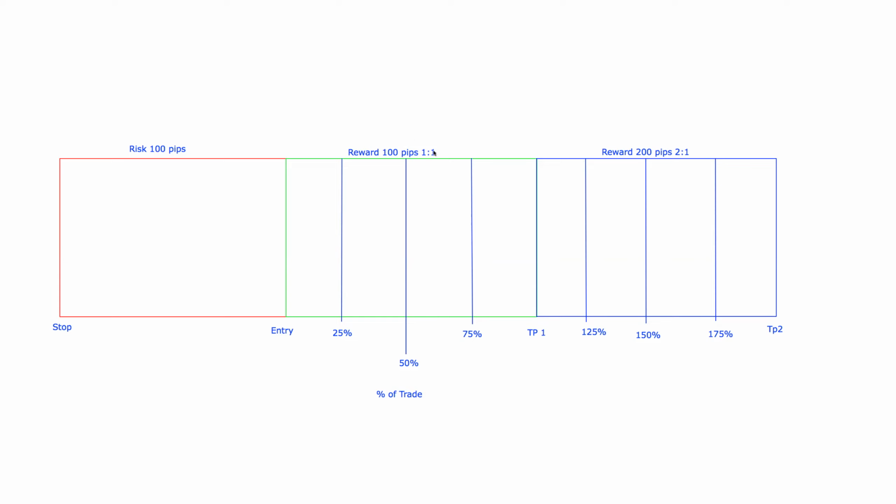So potentially I trade every trade one-to-one. Okay, so I'm risking 100 pips. I'm looking to make 100 pips clear profit, with obviously the ability to extend. So what I'm going to do, guys, at 50% of my trade, so my overall position, okay, I've got a stop loss of 100 pips, my entry.